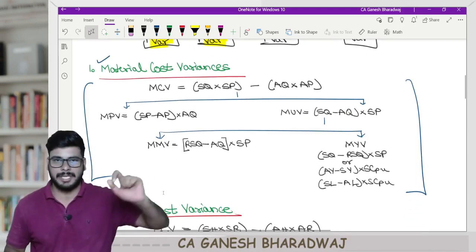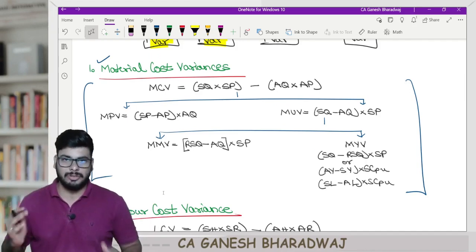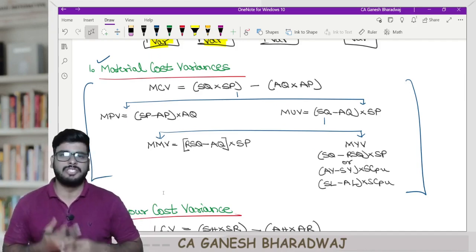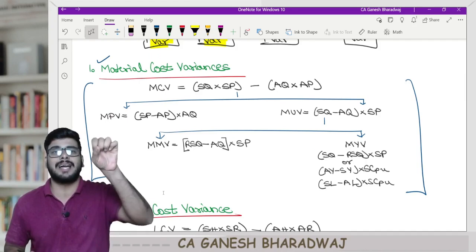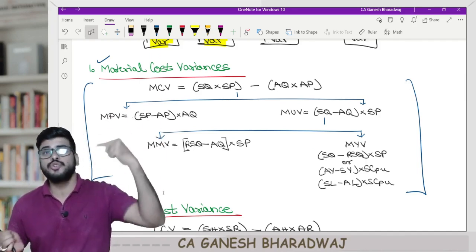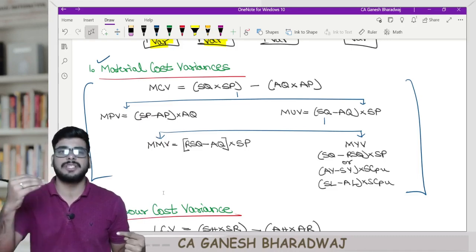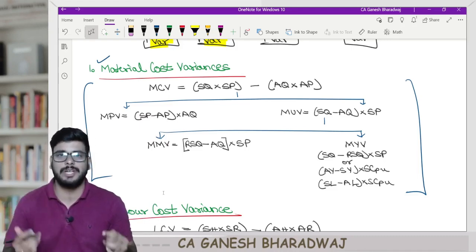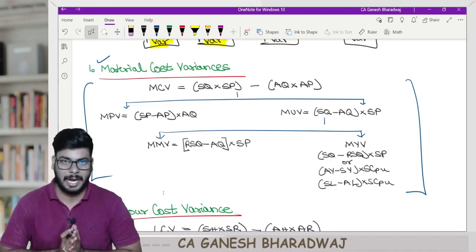Material cost variance. By the way, guys, we all know all the cost side variances. So what is basically the variance? The standard cost minus actual cost. Basically, the cost that you should have incurred versus the cost that you have actually incurred. Only that we can compare. Are you clear with this?